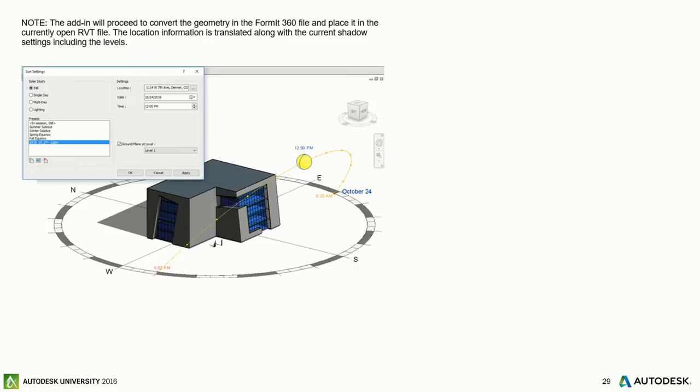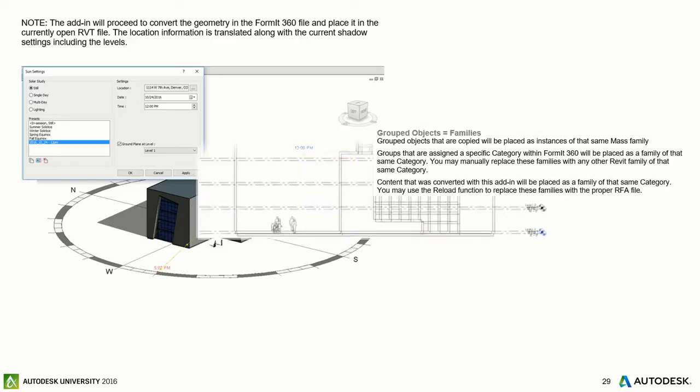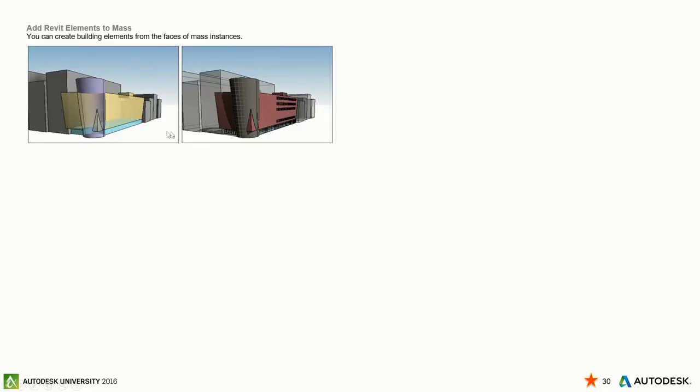All your location information came across. You don't have to do that again. Your groups turn into families, which we already talked about, and all your levels just came across. So think about this as we move forward. I'll show you some other things that we can do with this. But all of that's happening automatically.